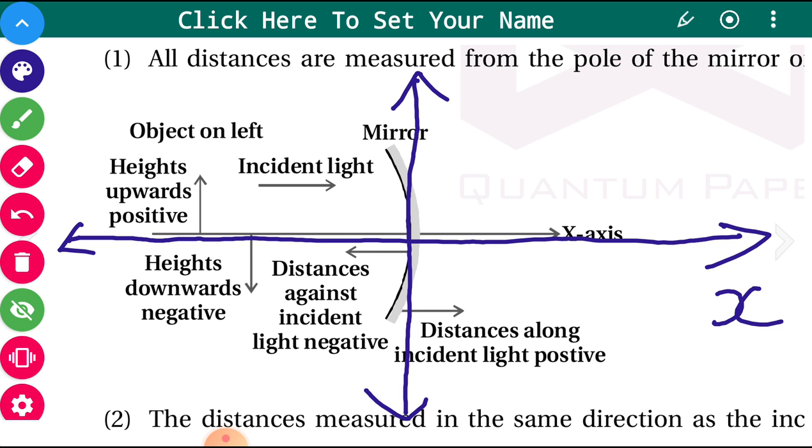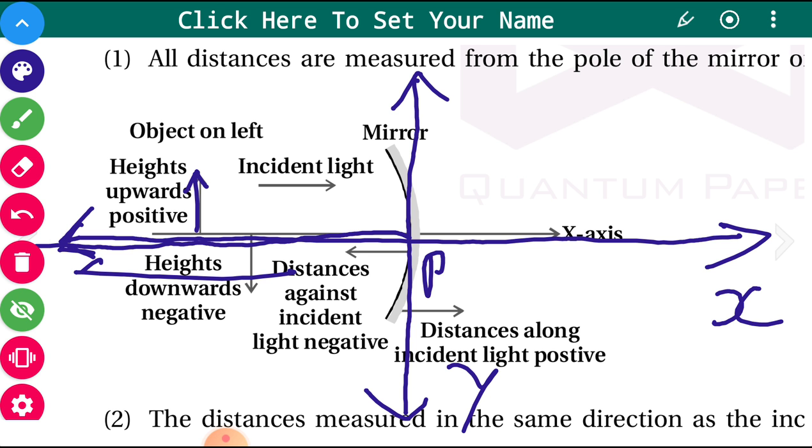Try to understand. Now if the object is kept here, and you want to measure the distance of the object, then you must start from the pole, this point, and keep the zero of the scale here. If you are measuring the distance in this direction, towards the left, then those distances are taken negative. So when the object is here, incident light will be like this. So you are measuring the distance in the opposite direction of incident light. Therefore, that distance has to be negative.